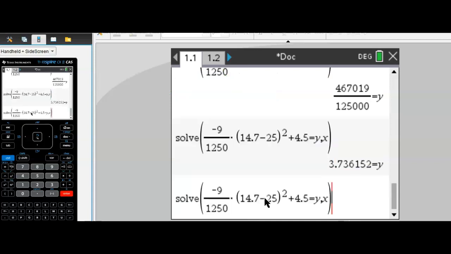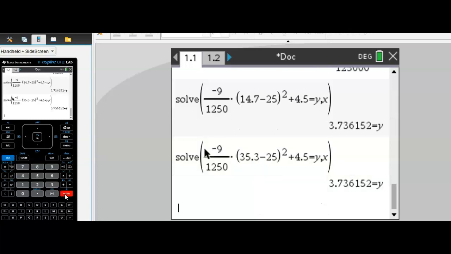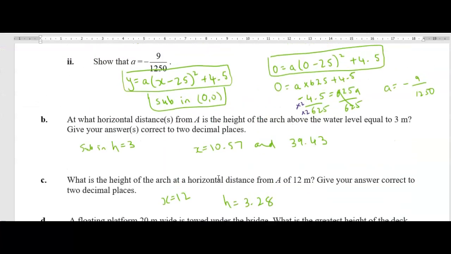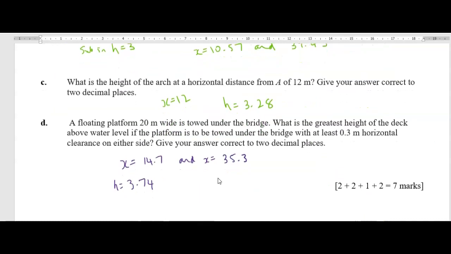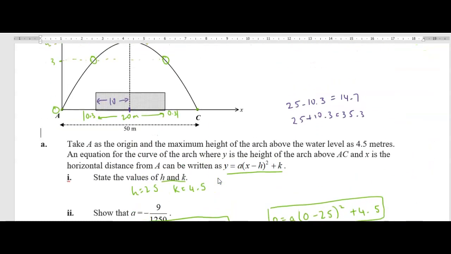Let's highlight it again. Scroll, scroll, scroll. 35.3. Now, you can press enter now and then press enter again, or just control enter, we'll put it in the decimals. Oh, what did I do? Oh, it's the same height. Silly me. So getting back here, yeah, you're going to have the same height. What did I have? 3.74.